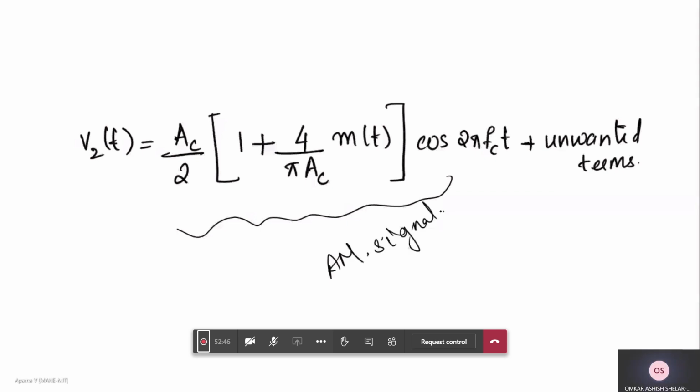So again, ma'am, in the end, the unwanted terms are filtered out. Yeah, we need a filter. This is just a modulator. We have to attach a filter. I'm going to go to the previous slide once.